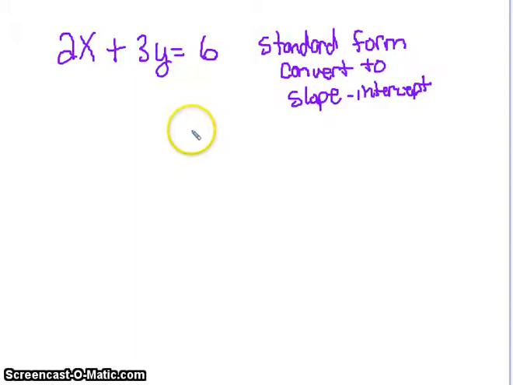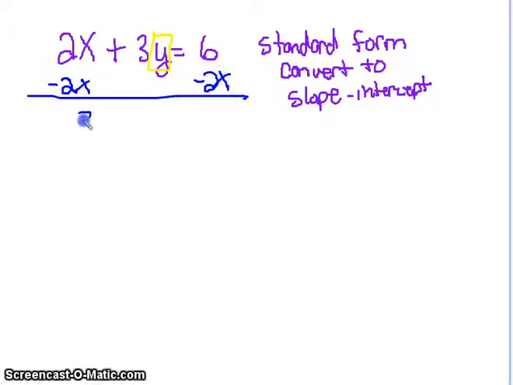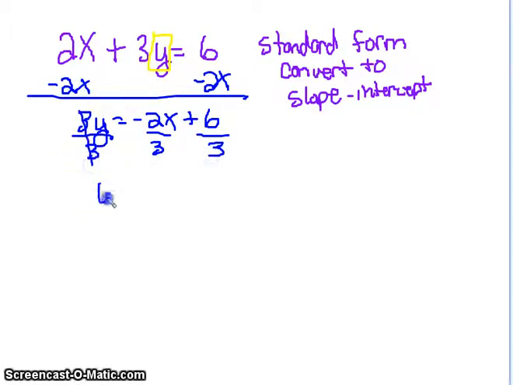In order to convert this to slope-intercept, that means we're going to get our y by ourselves. We're going to isolate this y. And we've been doing this for years. We subtract 2x from both sides. We get 3y equals negative 2x plus 6. We divide both sides by 3. And we get y equals negative 2/3 x plus 2.